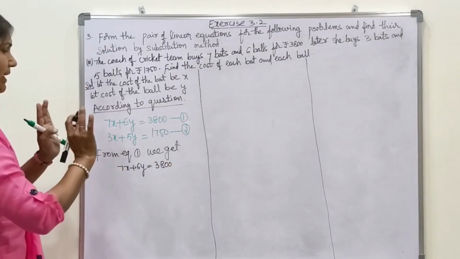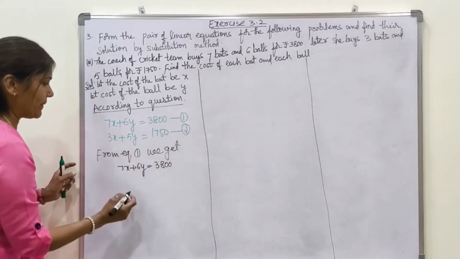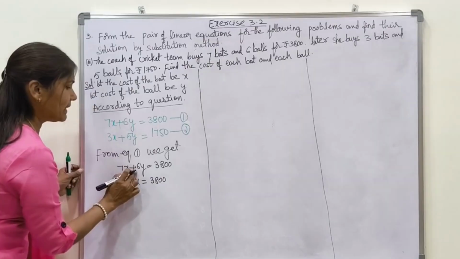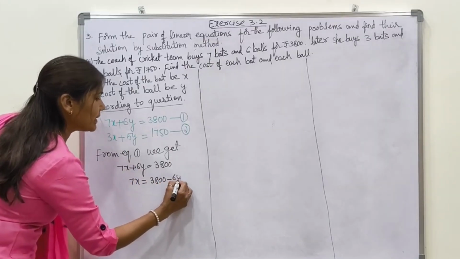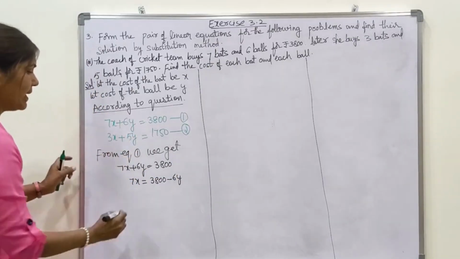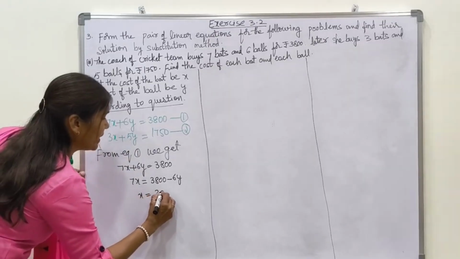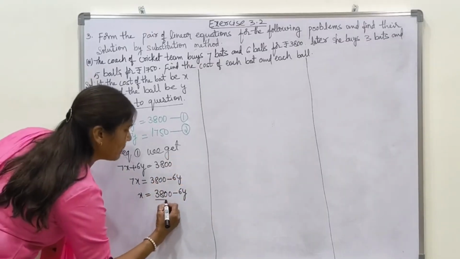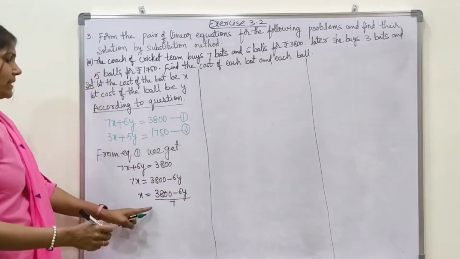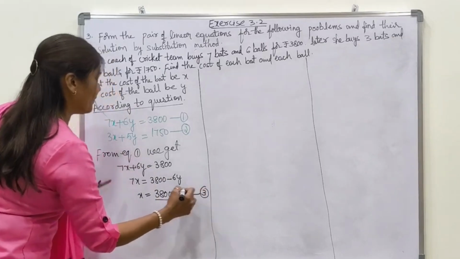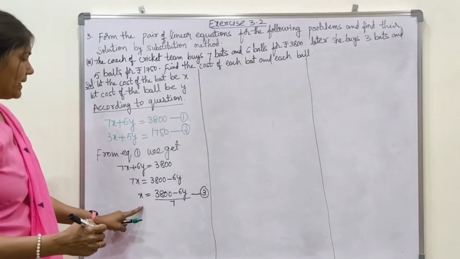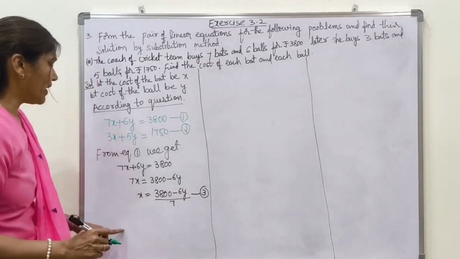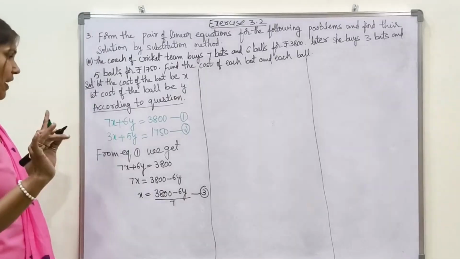Only x we will keep, the remaining we will send that side. First I am sending 6y. See here, 7x is equal to 3,800, here plus 6y, after the equals it becomes minus 6y. Next, this 7 also we will send there. x is equal to 3,800 minus 6y, divided by 7. Now this is the third equation. This third equation we will substitute in the second equation.